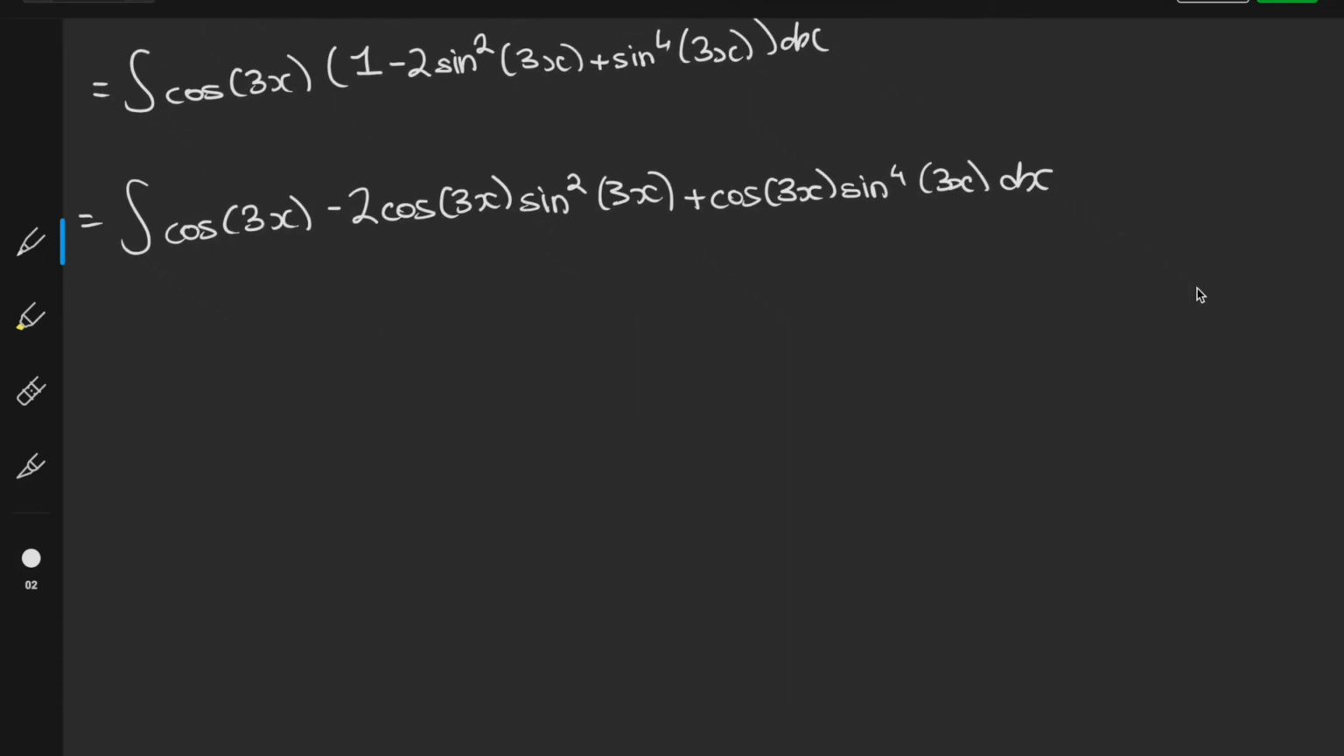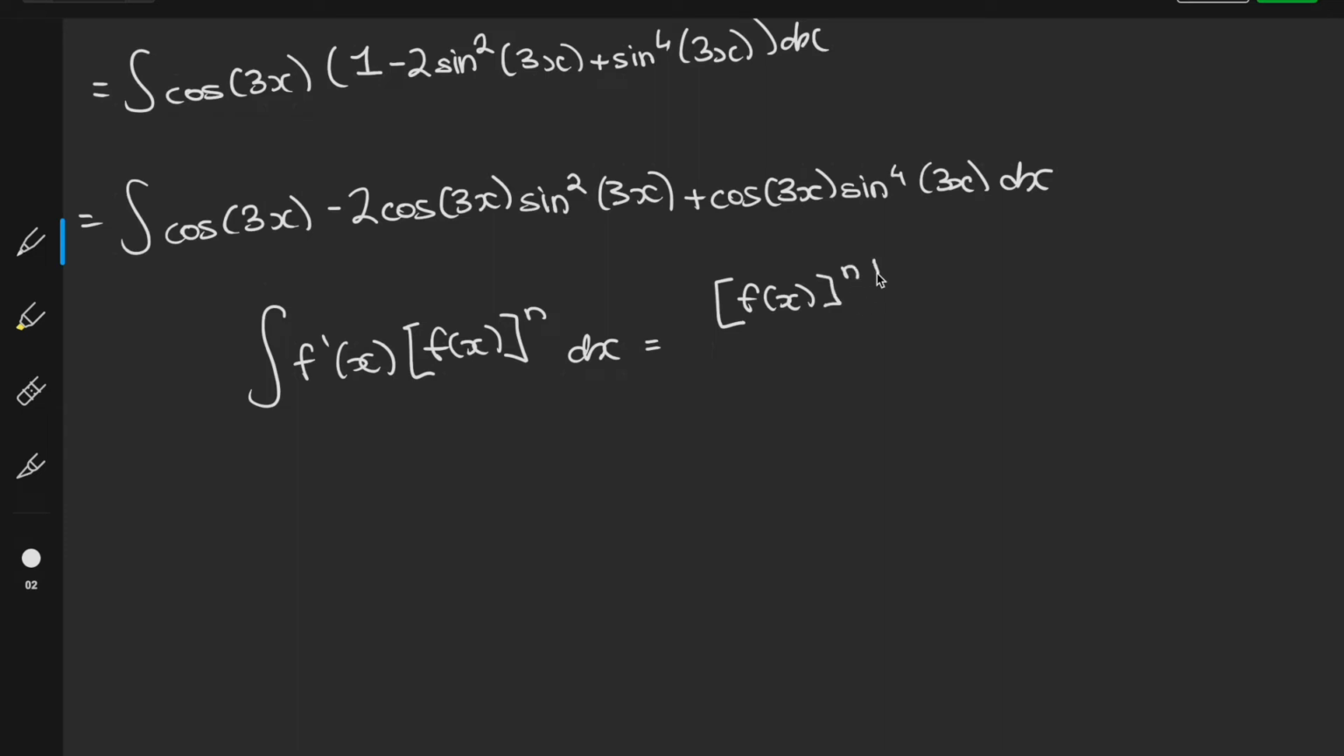Now, what we need to remember here is that if we have an integral of the form f dash of x times f of x to the n, so a function raised to a power with the derivative outside of the function, we can use the reverse chain rule to get this result. So this is, again, just the power rule over n plus 1. So if we can manipulate these into that form, or if they already are, we can just simply use this identity here.